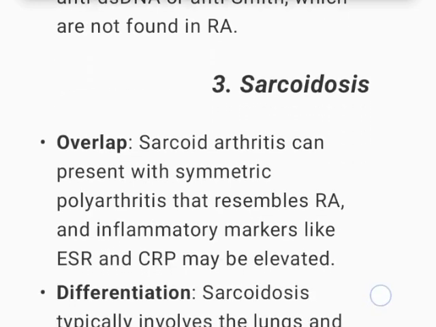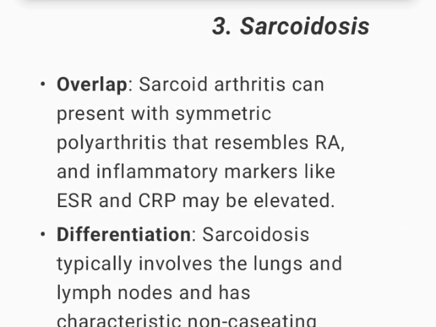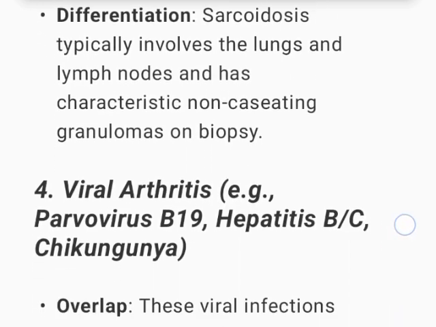3. Sarcoidosis. Overlap. Sarcoid arthritis can present with symmetric polyarthritis that resembles RA, and inflammatory markers like ESR and CRP may be elevated. Differentiation. Sarcoidosis typically involves the lungs and lymph nodes and has characteristic non-caseating granulomas on biopsy.